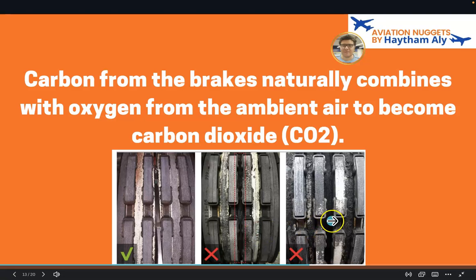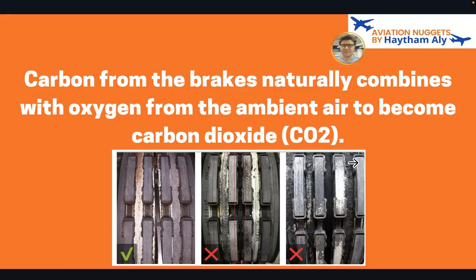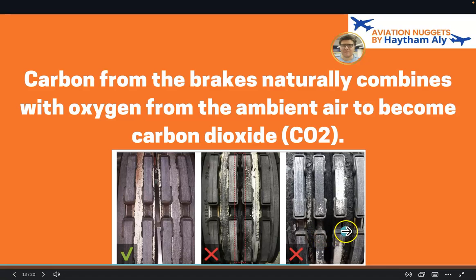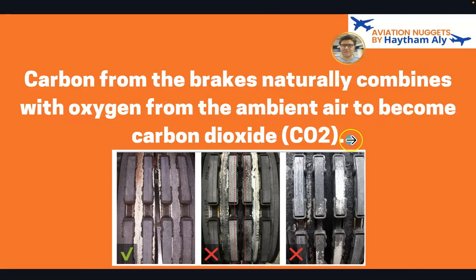So this brake unit is suffering from thermal oxidation. But on the other side, on this one, the outer disc is more heavily oxidized than the mid disc. You see here the mid disc is good, but the outer disc suffers from oxidation. So probably this oxidation is due to catalytic oxidation, because the potassium and sodium in the cleaning and de-icing fluid can easily contact the outer disc. So with time, the catalytic oxidation happens and the outer disc becomes like ash, like lamination, like powder. Now carbon converts to powder and ashes. Okay, everybody. So again, carbon from the brakes naturally combines with oxygen from the ambient air to become carbon dioxide.